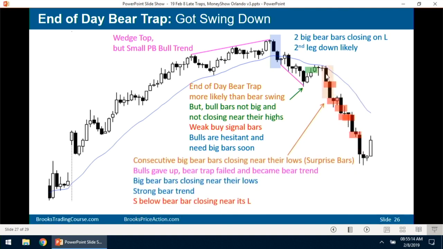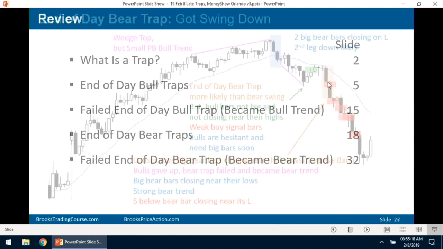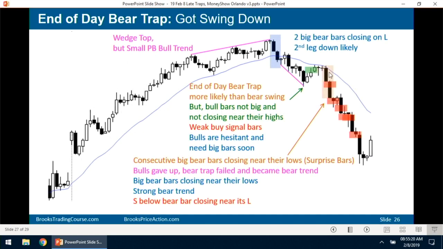And then you get this. One bear bar closing near its low. I'm sorry, I'm going to go back. You have one bear bar closing near its low, plus it's the biggest bear bar of all of this. That's warning us that we might go lower. And once you get consecutive big bear bars closing near their lows, this is a sign that the bulls have given up. The bulls have decided it's not a bull trend, it's a bear trend.